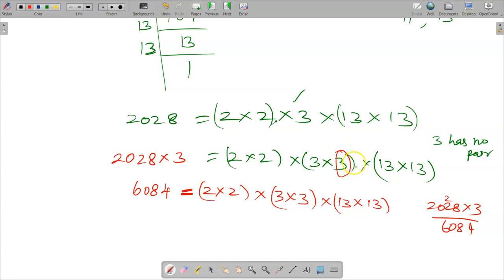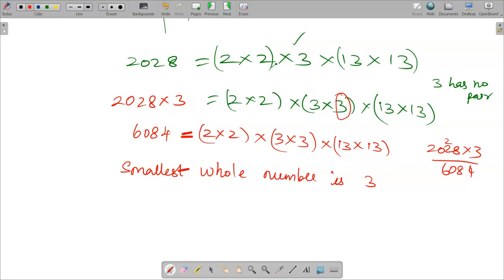So what number are we multiplying in order to make 2028 the next perfect square number? I am multiplying by 3. So the smallest whole number which I am going to multiply with 2028 is 3, so that the next number becomes a perfect square. So 6084 is a perfect square number.